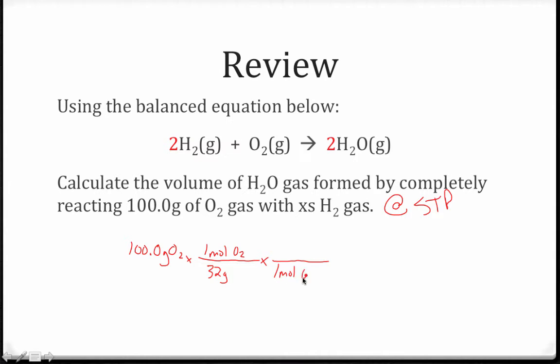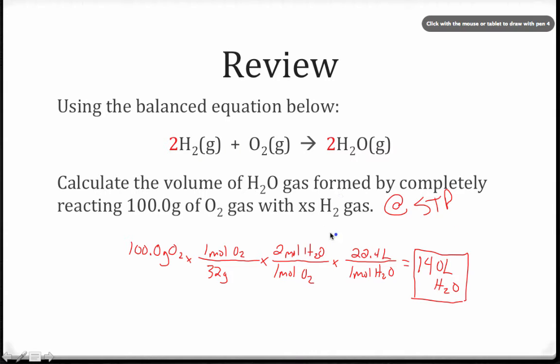For every 1 mole of oxygen gas, we're going to get 2 moles of water formed. And then finally, the step that's interesting for us this time around is the fact that for every 1 mole of water that we form, that's going to take up a gaseous volume of 22.4 liters. We set this whole thing up, do it in our calculator, and we're going to get an answer somewhere in the vicinity of 140 liters of water formed by this chemical reaction.